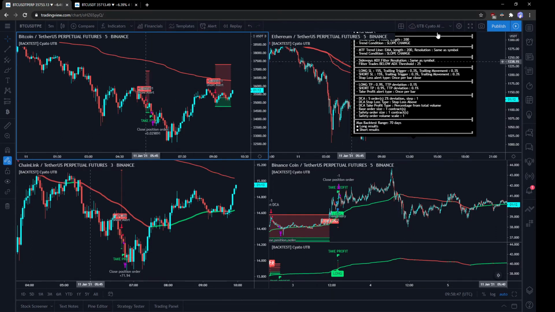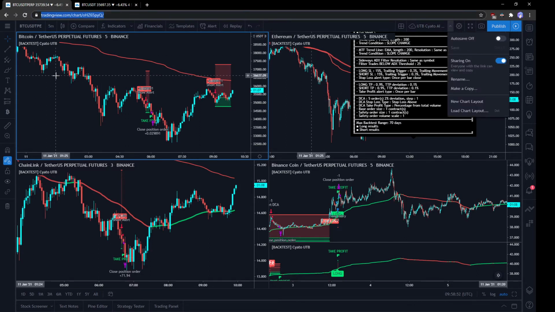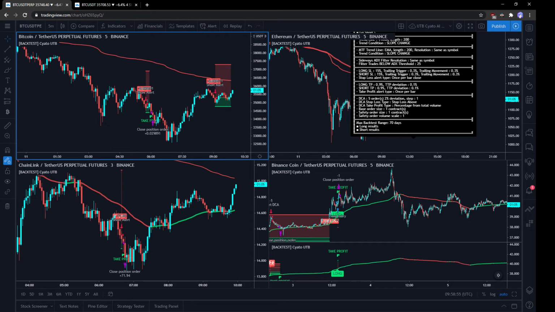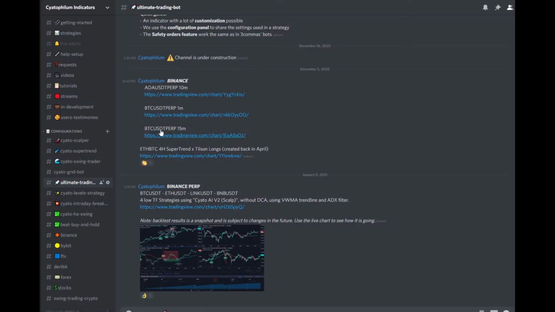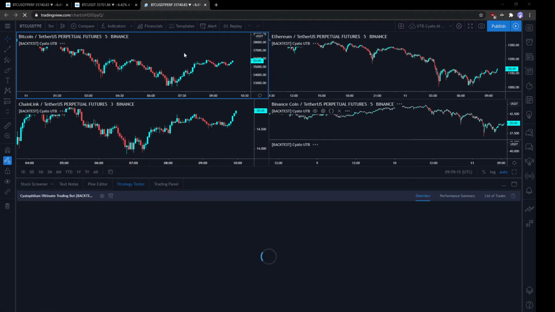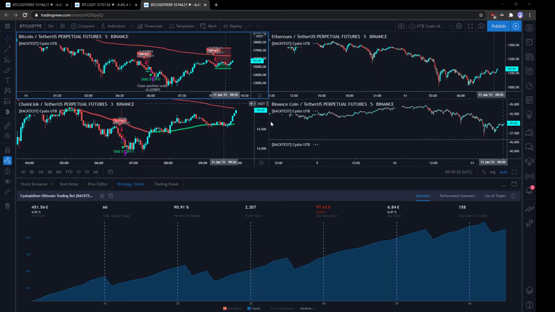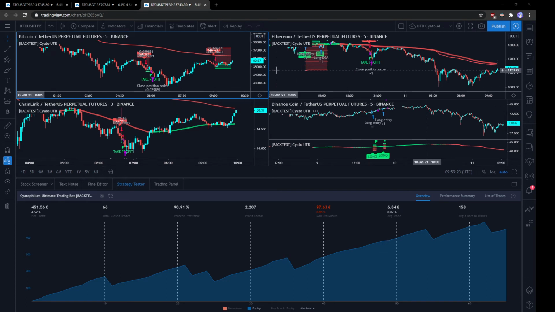So yeah, about this chart, you can find it in the Discord, right under the configuration channel, and this is this one. So if you click on it, it will open the chart, and then you can copy it and replicate the indicators.